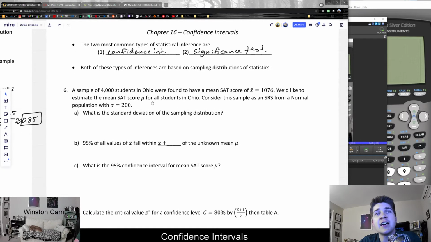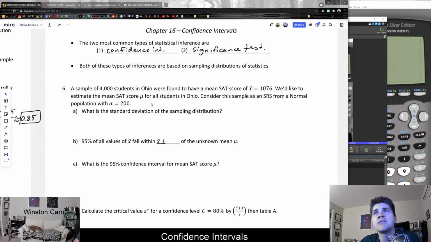But let's look at question number 6. A sample of 4,000 students in Ohio were found to have a mean SAT score of x bar equal to 1076. Similar to our test question on SAT scores with standard deviation, it says we'd like to estimate the SAT score mu for the students in Ohio. We want to know essentially how close this value is to being correct.